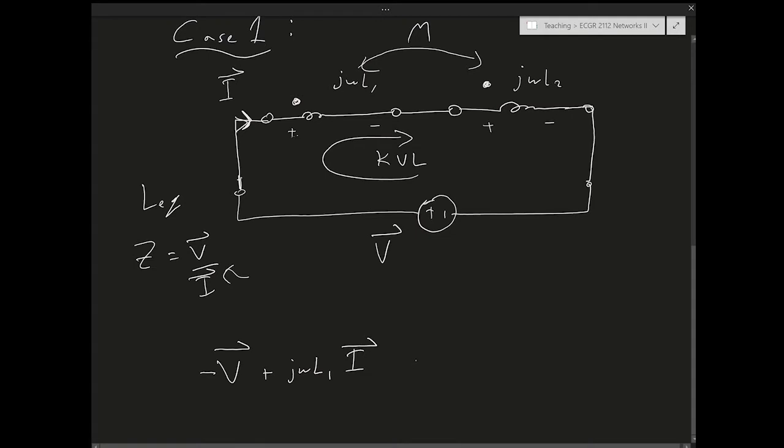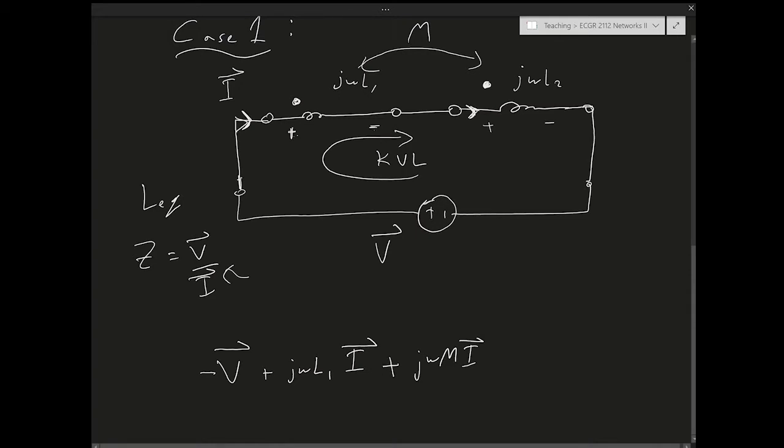So there is going to be a j omega M I. Right? The question now is about the sign. What should the sign be here? Well, let's check. I is going into the dot, so that gives me the first positive sign. But that's not enough. I have to check the orientation of my voltage with respect to the dot on the first coil. The orientation of the voltage matches the dot, so this remains positive, right?